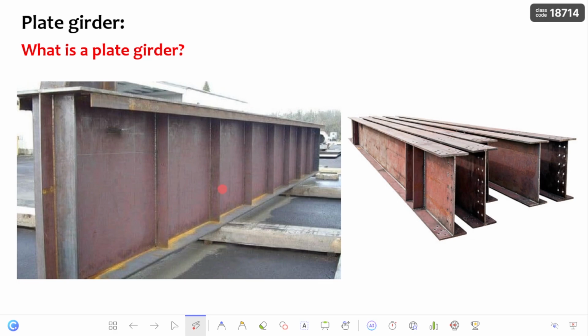Okay, let's get into the introduction of the plate girder. What is a plate girder? A plate girder is a built-up section which is made using plates. Here you can see these are the plates, which may be bolted or welded.